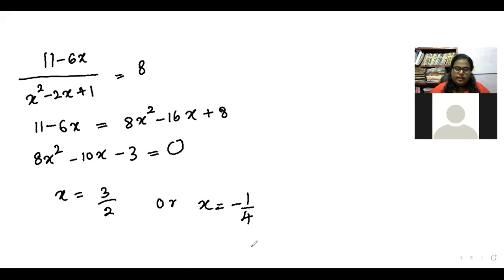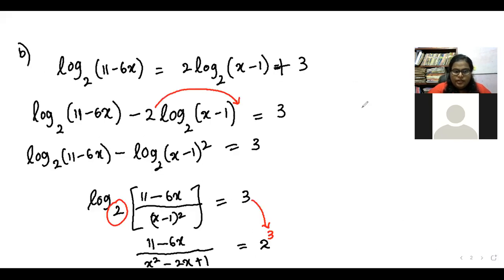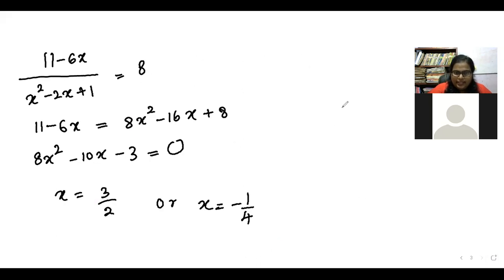Is it clear for you? We solved this log equation and got two values for our variable x here, right? Is it clear? Then we can go for the next question.